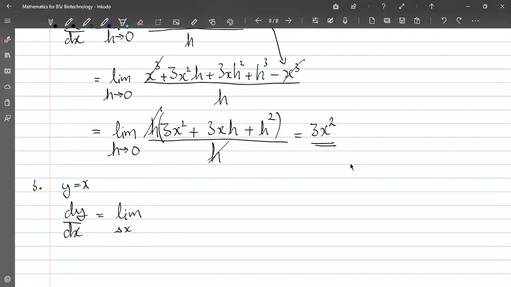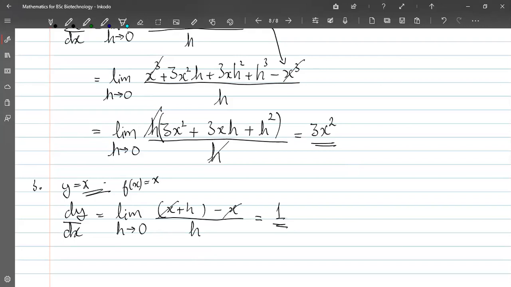Again, using the same approach, we'll write the limit as h approaches 0. Now, here f of x is x itself. So f of x plus delta x, or f of x plus h, is simply x plus h, minus f of x, so minus x. Similarly here, this is just delta x, which we know is always h. So x and x cancel out, leaving h by h, which is 1. As h approaches 0, that doesn't change. So this is 1.